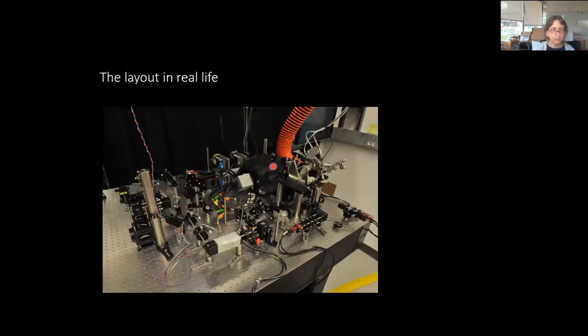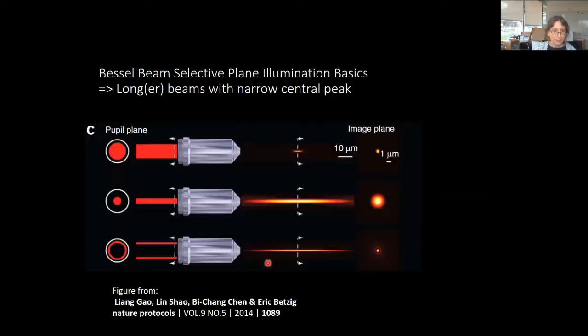Here's what the layout looks like in real life. The only message here is that it's not too big. It's only taking up about half of a large optical table, and it's really just not too complicated in general.